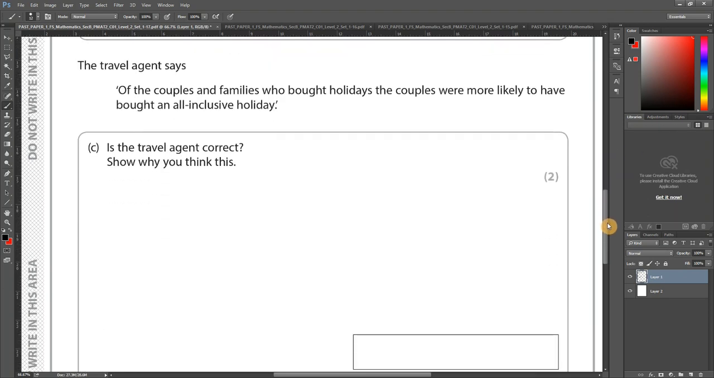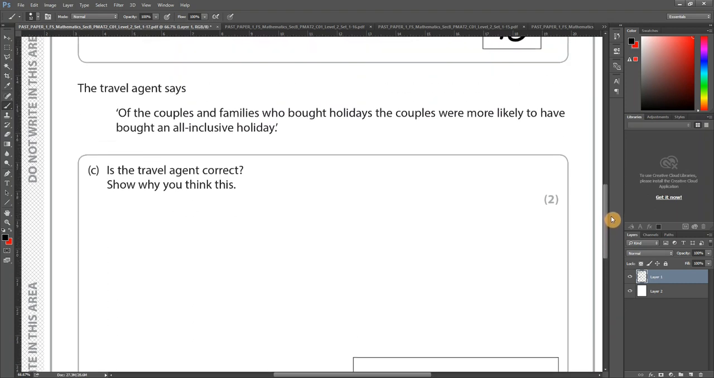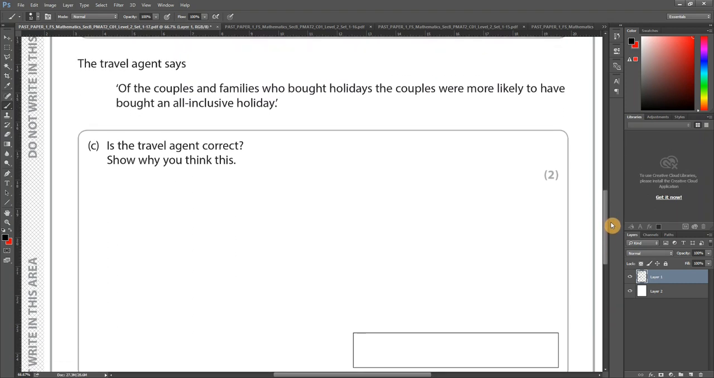Last question then. Part C, this is the tricky one. I'd say it's a bit of a tricky one to explain and also understand as well, but I'll try my best. Travel agent says, of the couples and families who bought holidays, the couples were more likely to have bought an all-inclusive holiday. Is the travel agent correct? For 2 marks. So basically what they're asking is, we're looking at the couples and the families separately.